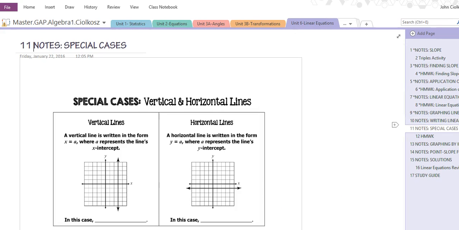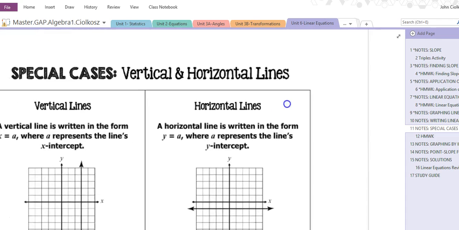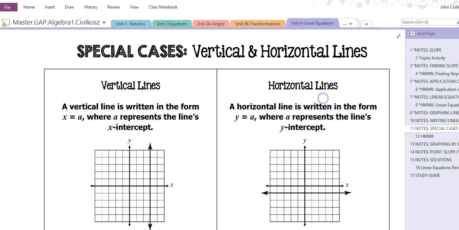Alright, so for 11 here, we're going to complete a good chunk of these together, and then you guys will be completing some for practice. Okay, so special cases. These are vertical and horizontal lines. If a vertical line is written in the form x equals a, where a is just a number, it's where it crosses the x-axis. Horizontal is y equals a, so kind of like we referenced earlier. Vertical is x equals some number, horizontal, y equals some number. Here our slope is undefined, here our slope is just 0.